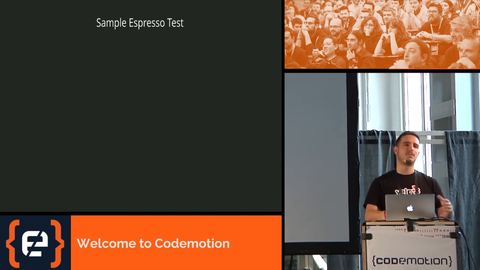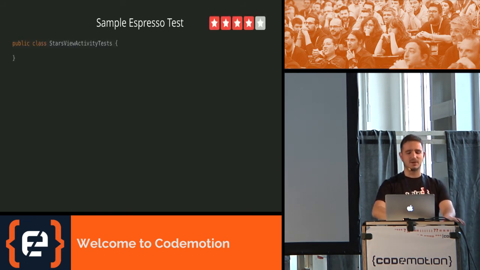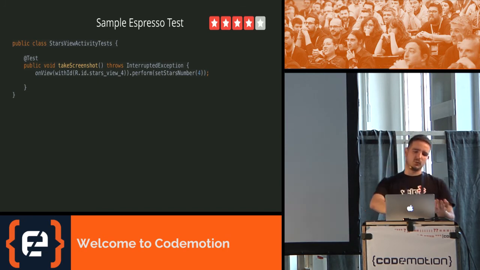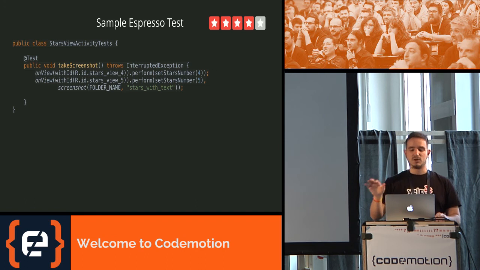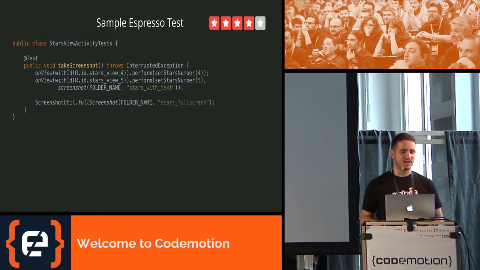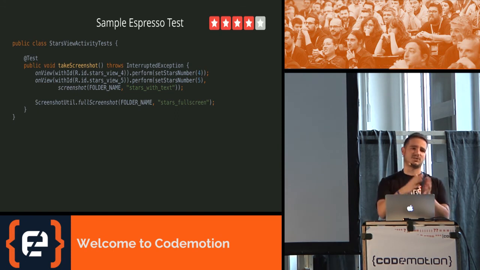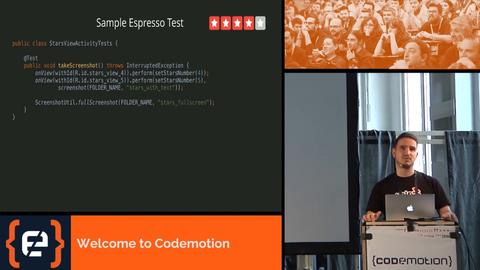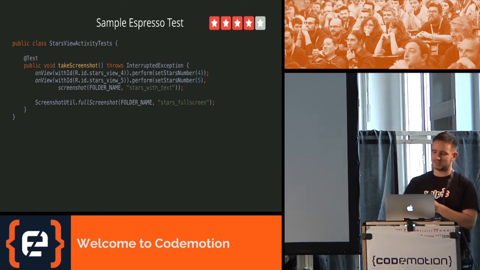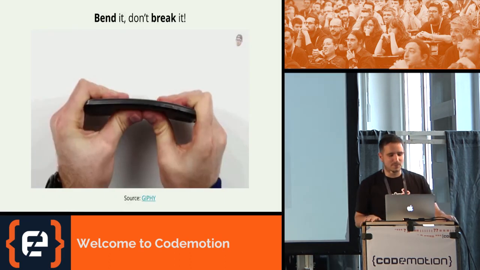So this is how a sample Espresso test for taking screenshot will look like. We will use the stars view. So normally we will do, as I said, onView withId of the view, perform set stars number to 4, or you can do set stars number to 5 and take a screenshot called stars with text, whatever. And then we also have, inside the util, a method to take the screenshots of the whole screen. This is not actually used so much, but it can be helpful if you want to take screenshots with your Espresso tests.